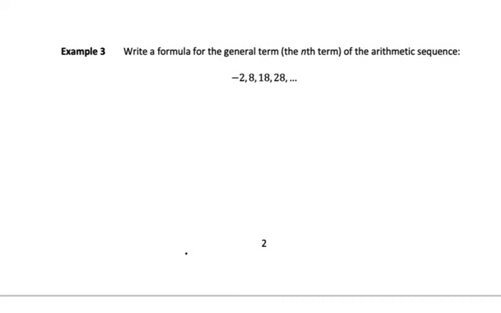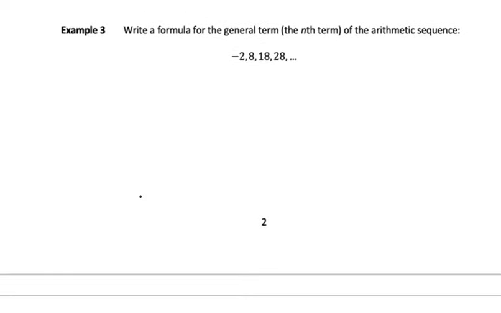In example 3, we're asked to write a formula for the general term of the given arithmetic sequence. So we have our sequence values here, negative 2, 8, 18, and 28. To write a formula for the general term, we need to identify our first term, a sub 1, this is negative 2, and the common difference.